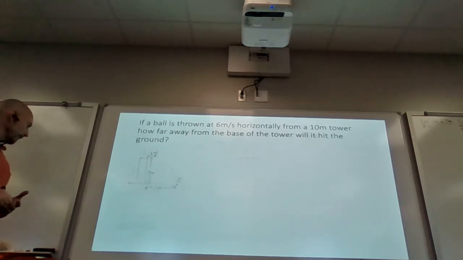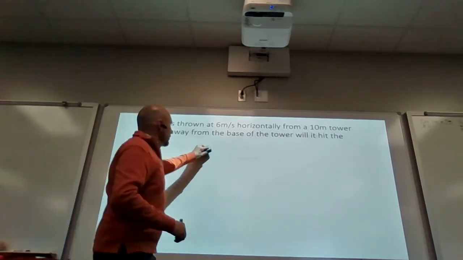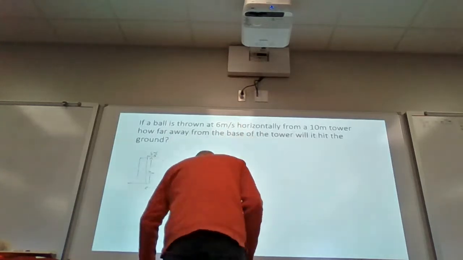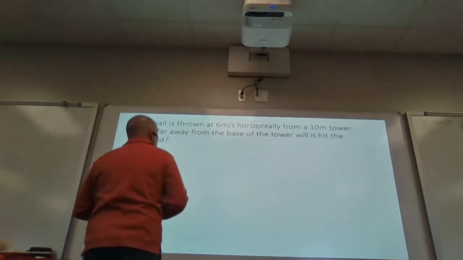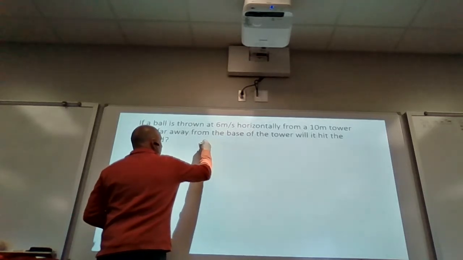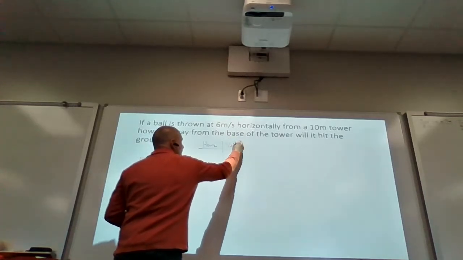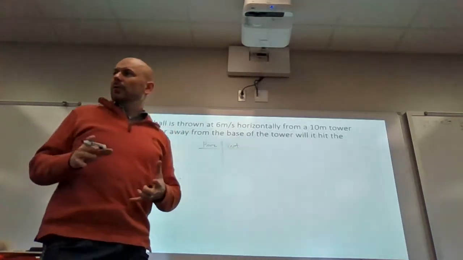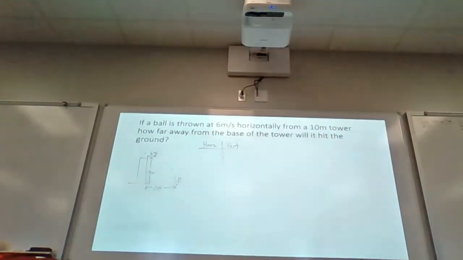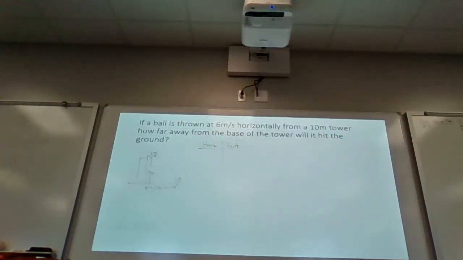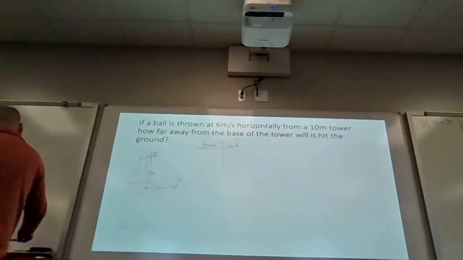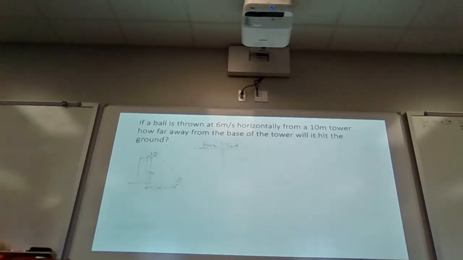Now, when we go to set up our variables, this is the important part. Because horizontal motion is independent of vertical, we're going to separate out our variables into how it is moving horizontally and how it is moving vertically, because they're independent of each other. Okay. So start telling me what things I know and which side they should go in.